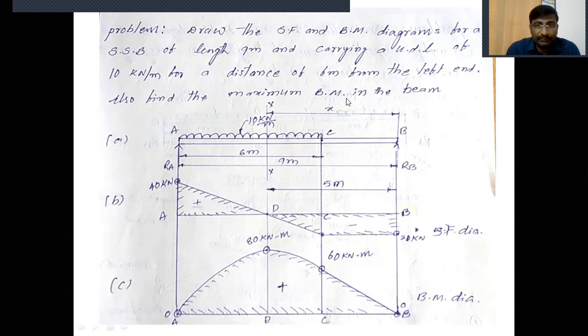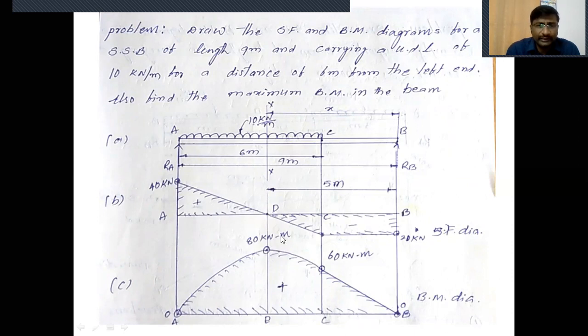Also find the maximum bending moment in the beam. First of all, write the shear force and bending moment values at different points and draw the shear force and bending moment diagrams. Then find the maximum bending moment. We know that the maximum bending moment occurs at the zero shear force point. So if we draw the shear force diagram, we can get the zero shear force at a particular point. There itself the maximum bending moment will occur.